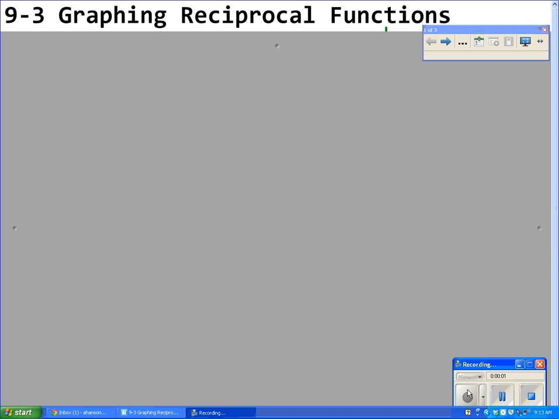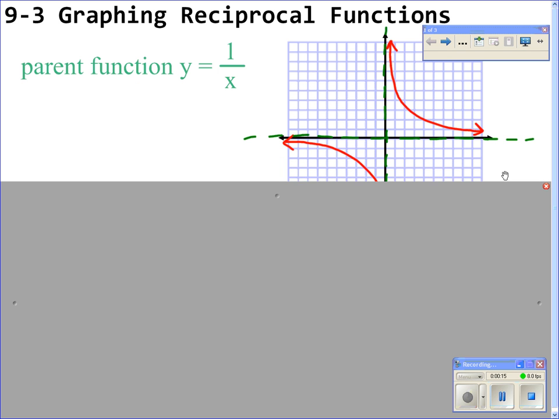Right, so for 9-3, we're taking a new direction, you could say. We've been looking at simplifying rational expressions. What we're going to take a look at is a little bit of graphing. Here is the parent graph.